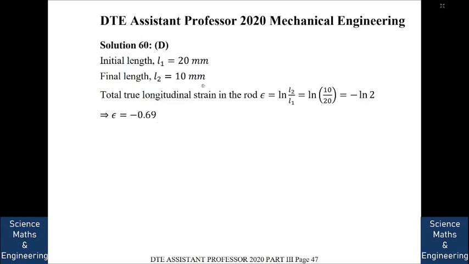Now sometimes we may get confused, as we may think that it should be 20 minus 10 divided by 20, so that is like 0.5, but that is not right. It is actually done as it is true longitudinal strain, so it will be log of L2 by L1.